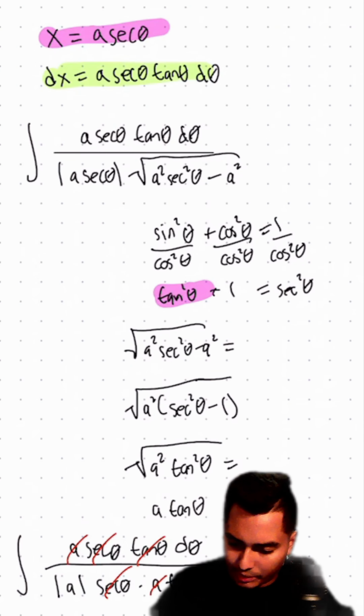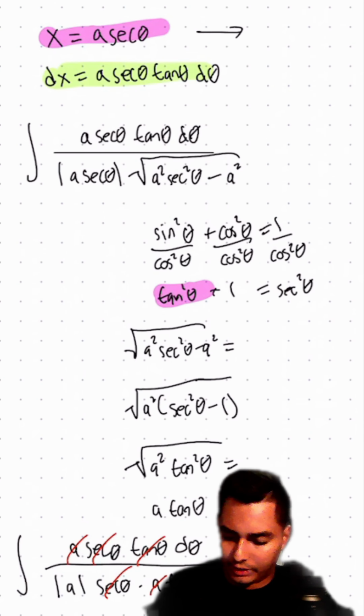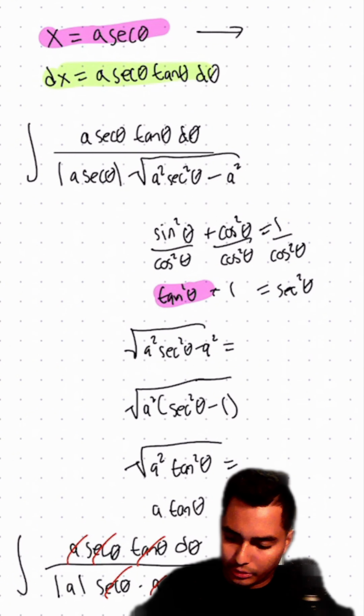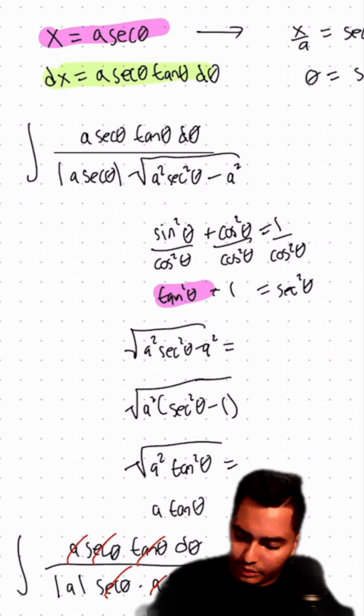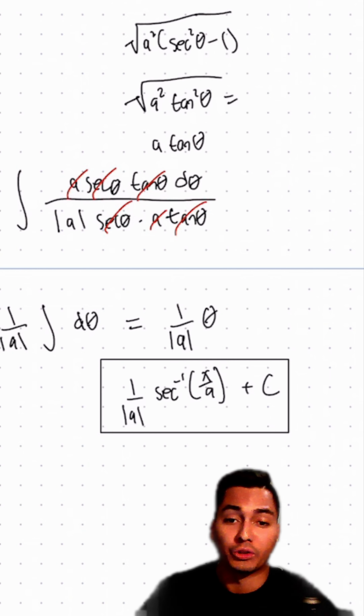Let's go back here and rewrite our theta in terms of x. So that's going to be x over a is equal to secant of theta, or our theta is equal to the inverse secant of x over a. Our final answer is 1 over the absolute value of a times the inverse secant of x over a plus c.